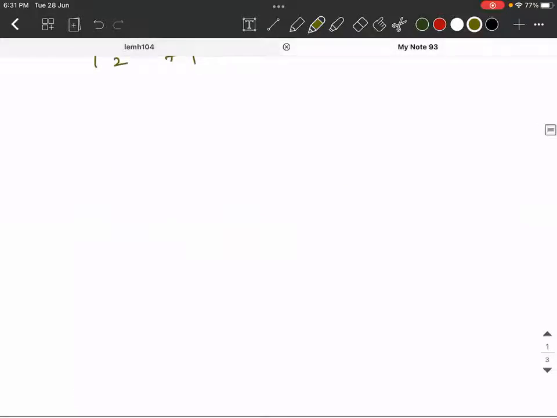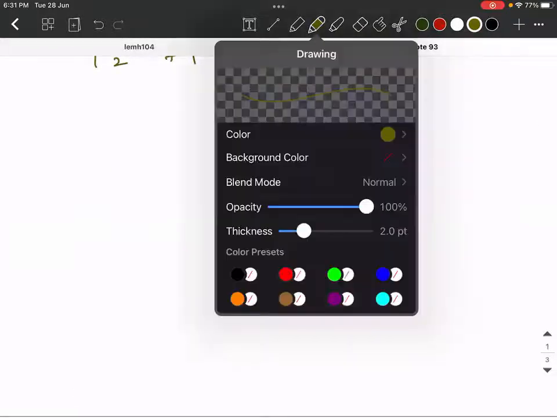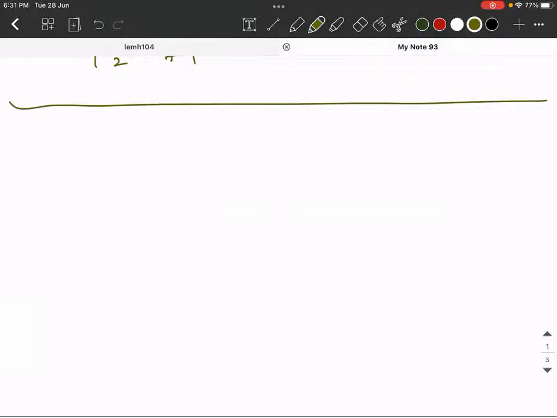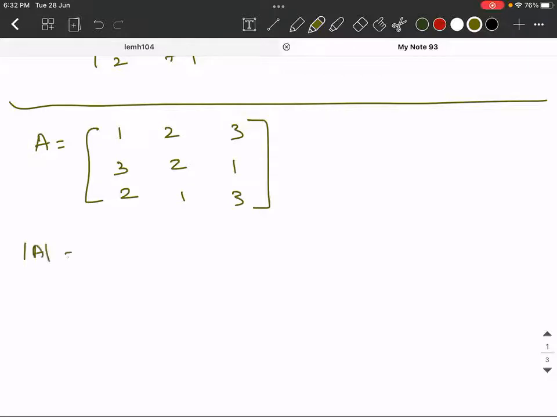So they would have given a lot of theory. Shall I directly go with an example? Let's say A is a matrix of order 3 with rows 1, 2, 3; 3, 2, 1; 2, 1, 3. Then I want to find the determinant of this matrix. So the determinant of A is equal to what? 1, 2, 3, 3, 2, 1, 2, 1, 3.